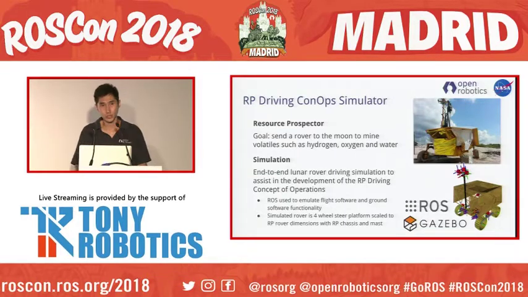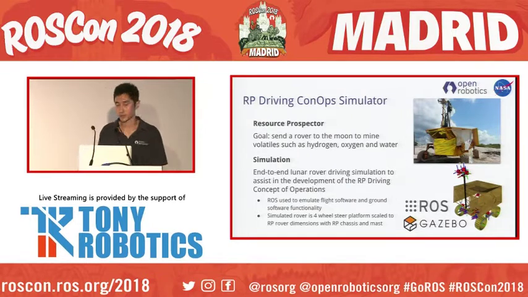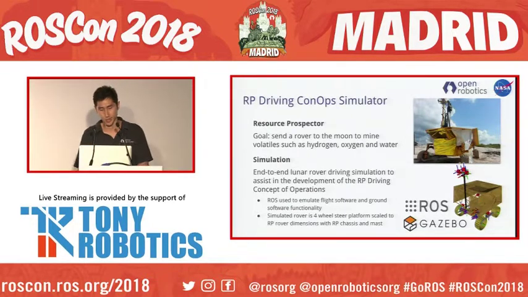For this project, we created a simulation environment to assist driving operations. The robot itself is not autonomous. It's being driven by remote operators on the ground. So our goal was to create an end-to-end simulation environment. We use ROS and Gazebo. ROS is used to emulate the flight software and ground software. Whether or not ROS, specifically ROS 2, would be used in the actual system was still a topic of discussion back then.